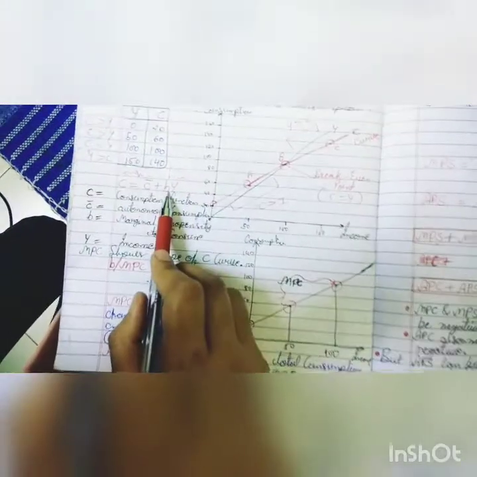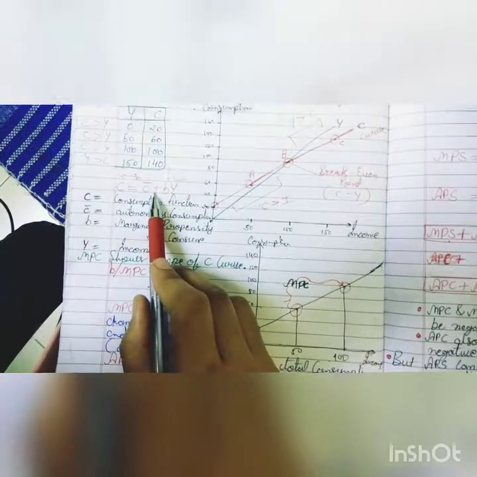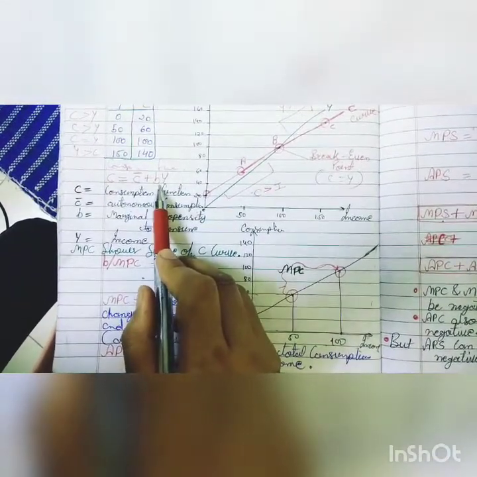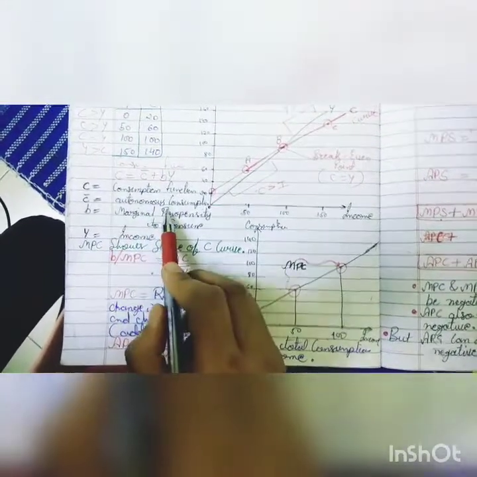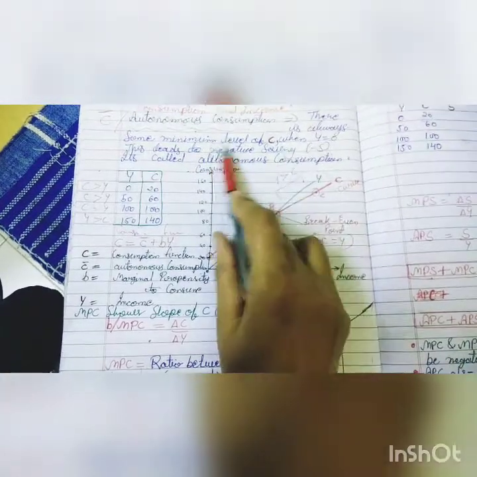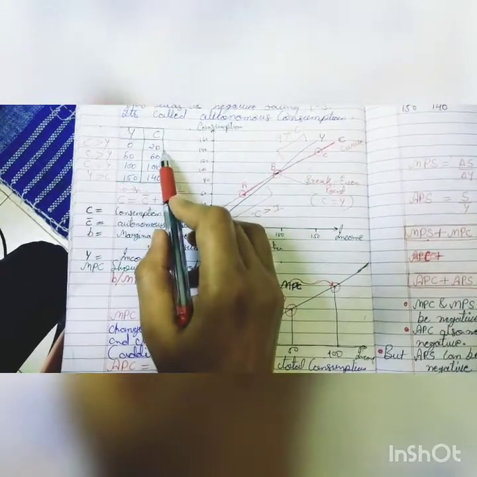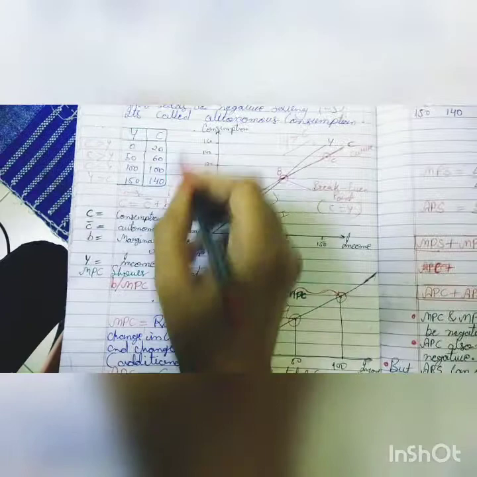Now, I'm explaining the equation of the consumption curve. C equals C bar plus B times Y, where C bar means autonomous consumption, B means MPC, and Y means income. As you know in the consumption function, autonomous consumption means that where the income is 0, there will still be a minimum level of consumption. It's called the autonomous consumption. Here 20 is the autonomous consumption, the value of C bar.